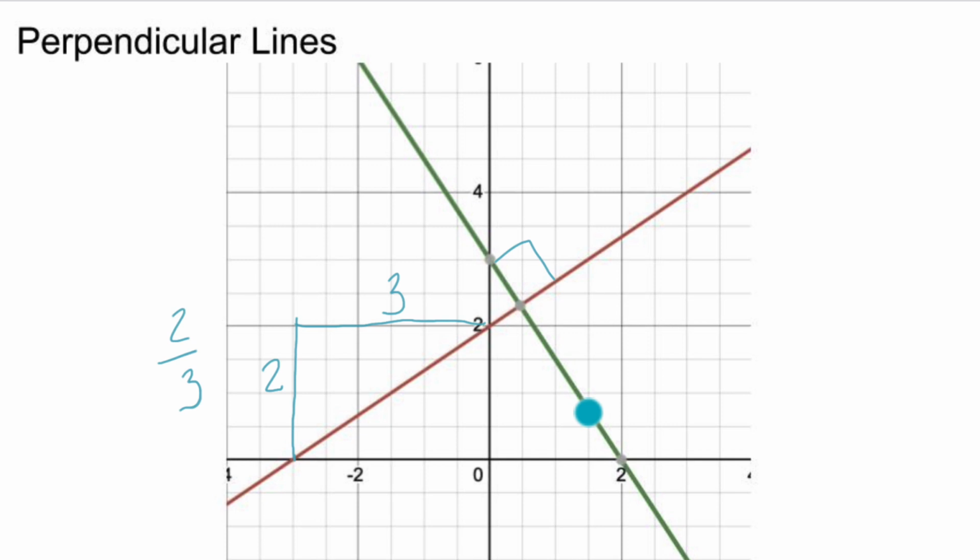So if we check the slope of the green line, we can see that it has a rise of -3 and a run of 2, giving it a slope of -3/2. So if you look at the two slopes, 2/3 and -3/2, one is positive, one is negative. One is 2/3, one is 3/2. These are reciprocals. So perpendicular slopes are opposite reciprocals.